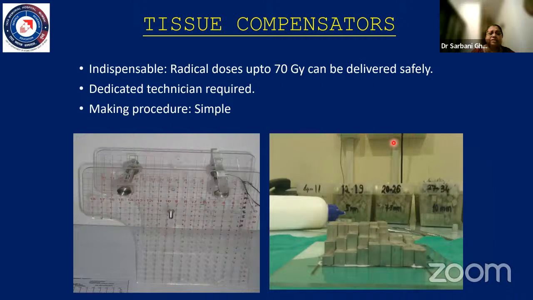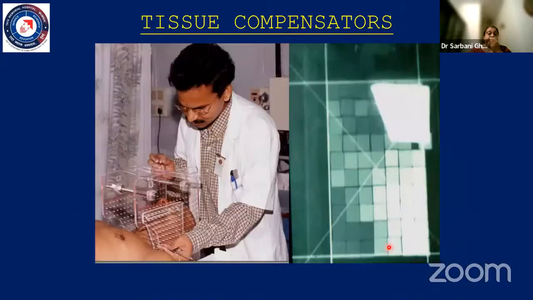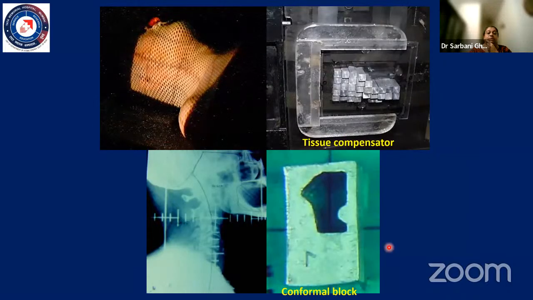Now, the other thing that we use routinely and make for each individual patient is tissue compensators, because we need to deliver appropriate, high doses, and at the same time have acceptable morbidity, and that can be done only by the appropriate use of tissue compensators so that you do not overdose or underdose the neck and the larynx. So this is how it is fabricated for each individual patient.